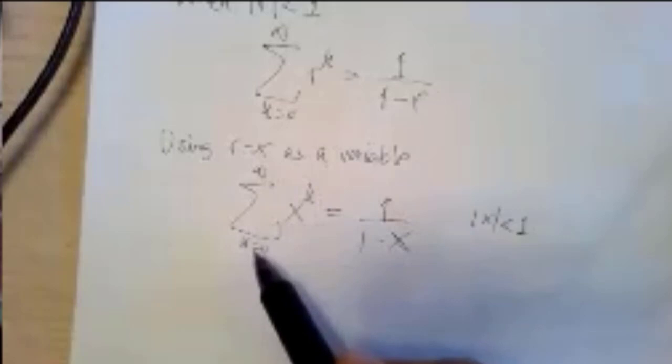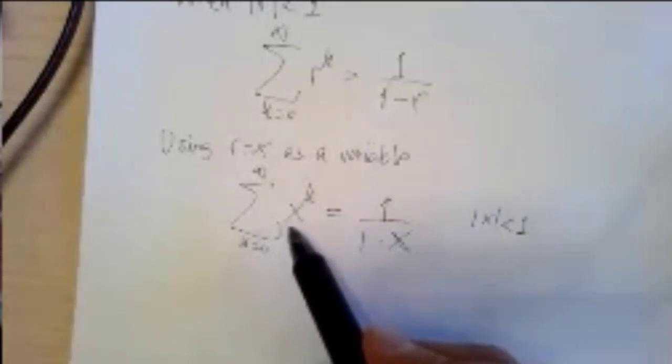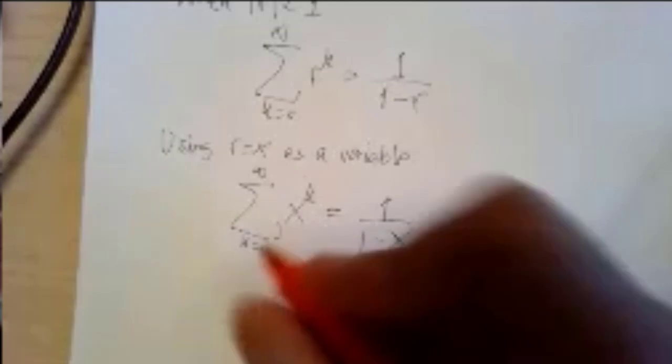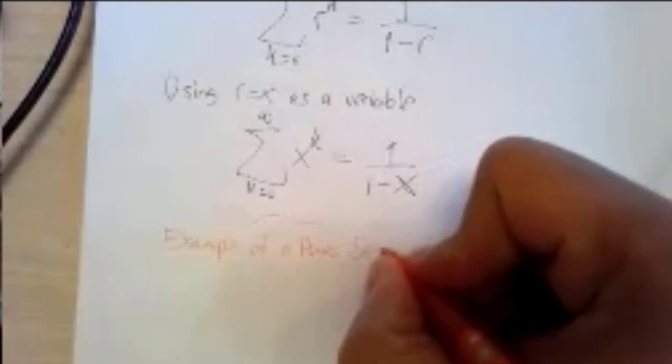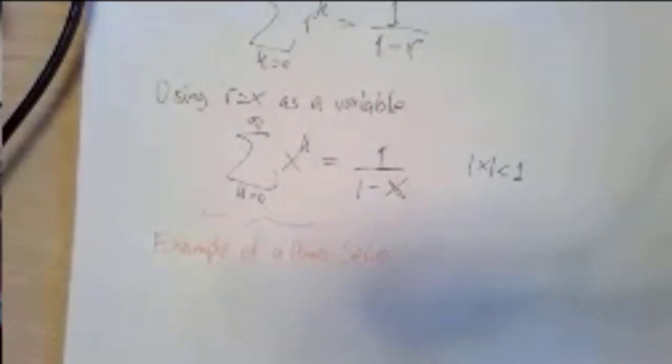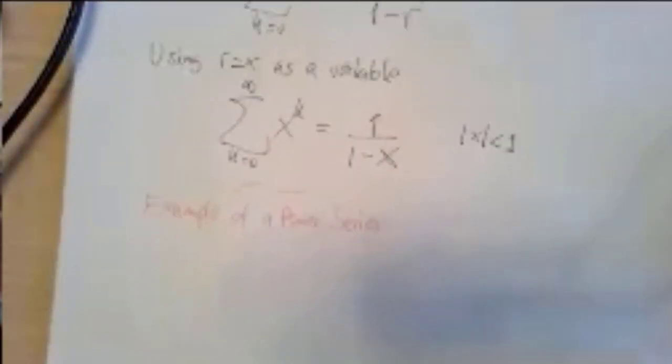Now, notice the difference in this series. The difference is that it's different depending on what value of x you use. So it's like a series that has a variable. And we're going to call this a power series. So this one over here is our first example of a power series. I'll tell you in just a moment the general definition of a power series.